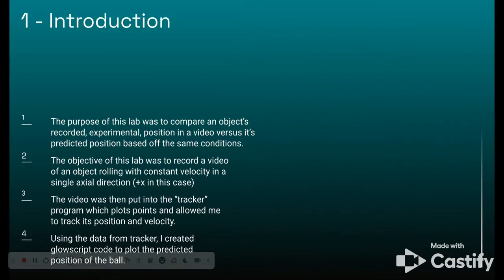So, to begin, the purpose of this lab is to compare an object's recorded experimental position in a video versus its predicted position based off a computational model using the same conditions. The objective of this lab was to record a video of an object rolling with constant velocity in a single axial direction. The video is then put into the Tracker program, which plots points and allowed me to track its position and velocity. Using the data from Tracker, I created a GlowScript code to plot the predicted position of the ball.